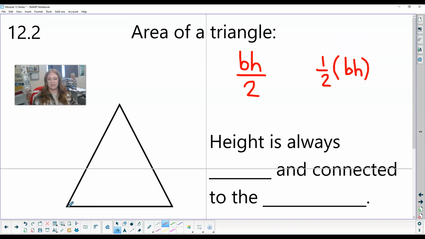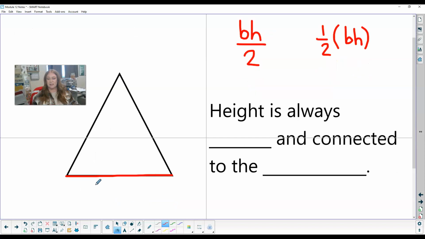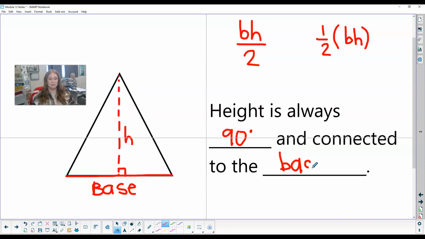So when we are looking at this, our base is what it's going to sit on. So here is our base. Let's go ahead and label that. And then the height is going to connect the base to the opposite corner here. So here's my height, and it will have, right, our square in there. My height, again, just like the parallelogram, has to go straight up and down, that 90-degree angle, that square angle. So height is always going to be straight up and down. It's 90 degrees. And it's always going to be connected to the base.